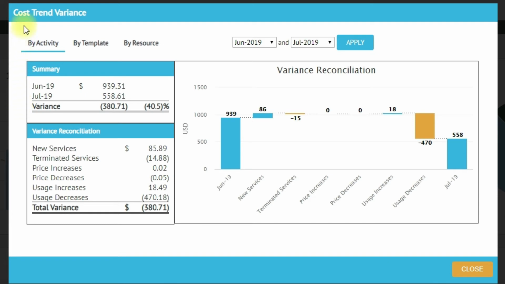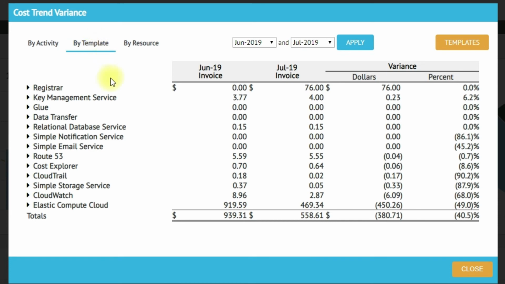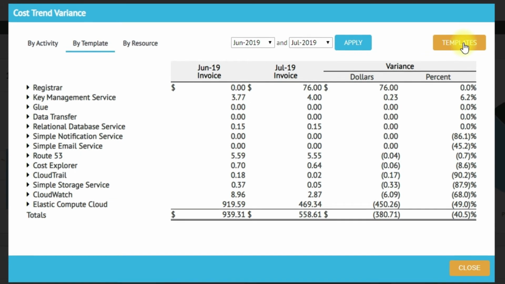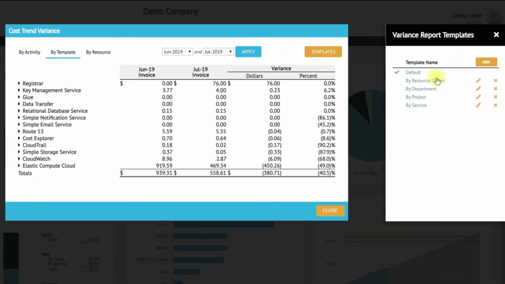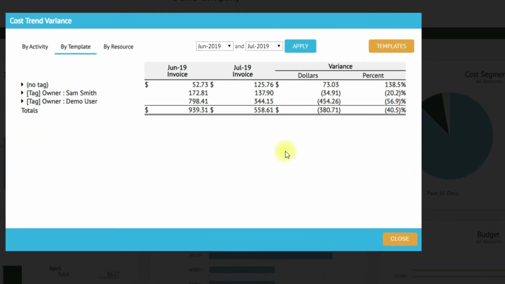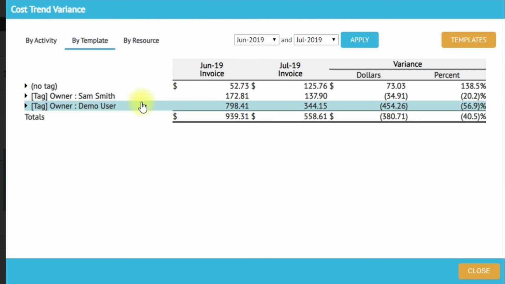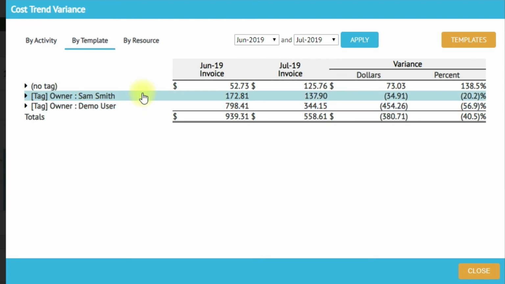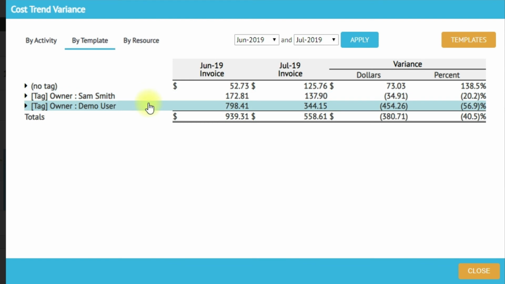Now, we just did this analysis by looking at it by activity. We could also look at this by template. There are lots of different ways to analyze these variances. And by templates, we can actually create templates that can look at your costs by resource owner or department or project or service or however you want to look at it. Let's just look at this variance by resource owner. And so you can tell that now we're looking at this primarily by owner, like who was responsible for increasing the price or decreasing the price.